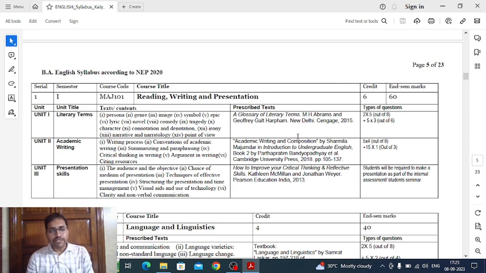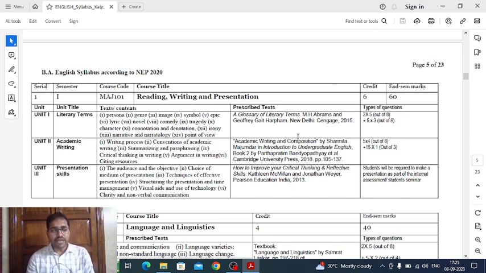Now, under this particular course, as you can see here, the course code is MAJ101 and the course title is Reading, Writing and Presentation. You can see that it has been divided into three major units. Unit 1, the first unit, is titled Literary Terms. In the second unit, you will find academic writing, and in the third unit, you will find presentation skills, as you can see in this slide.